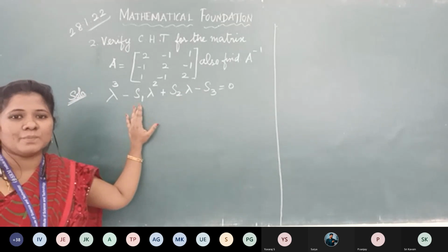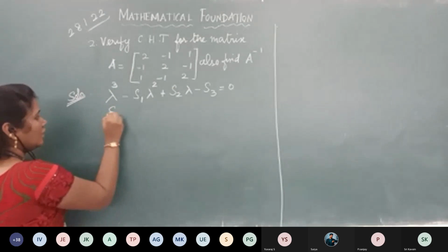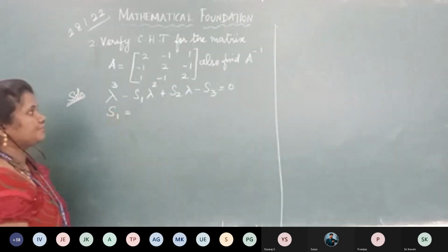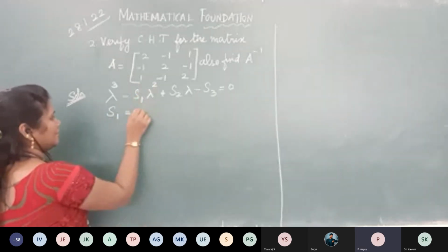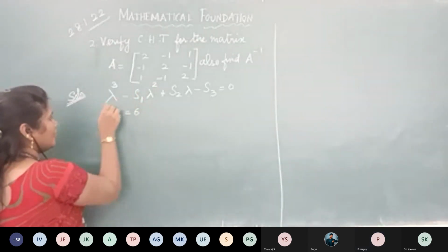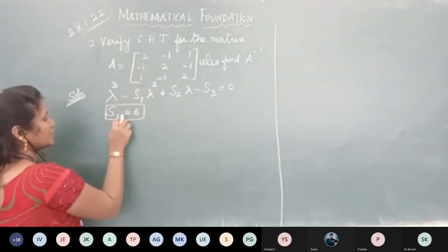S1 is the sum of the main diagonal elements, which you are going to find out. So S1 is equal to 2 plus 2 plus 2, which is equal to 6.